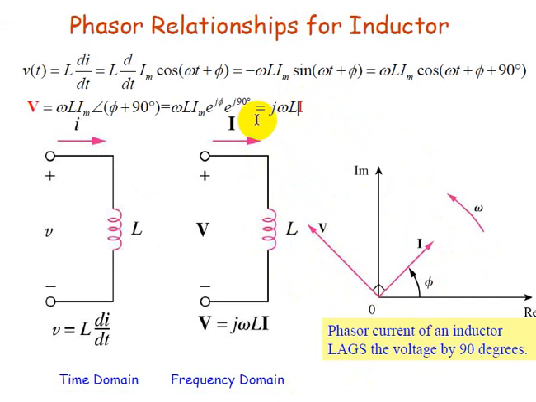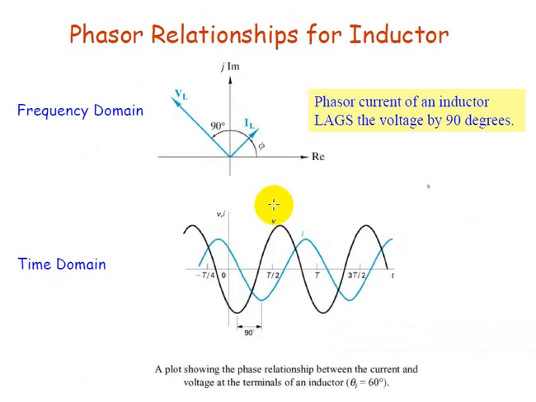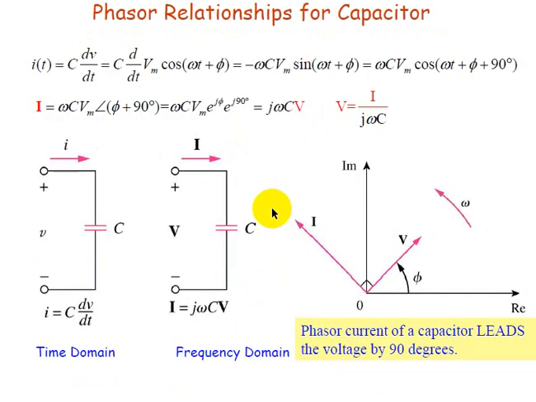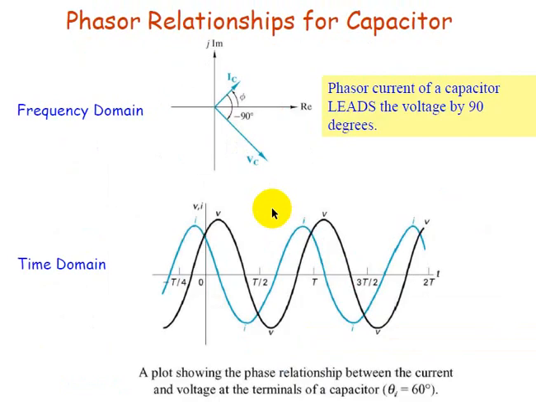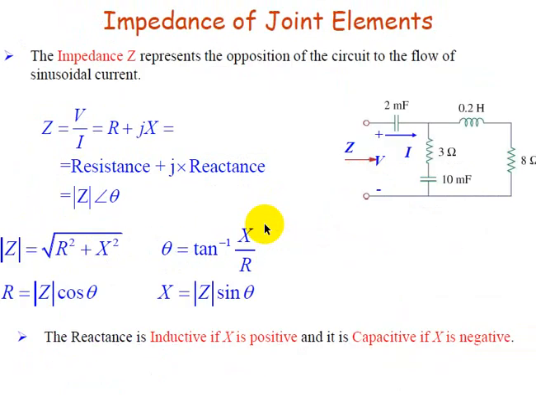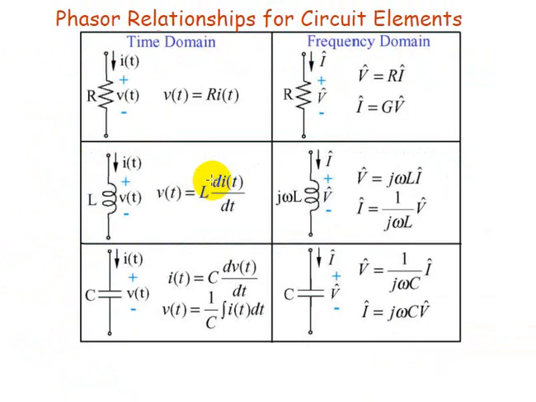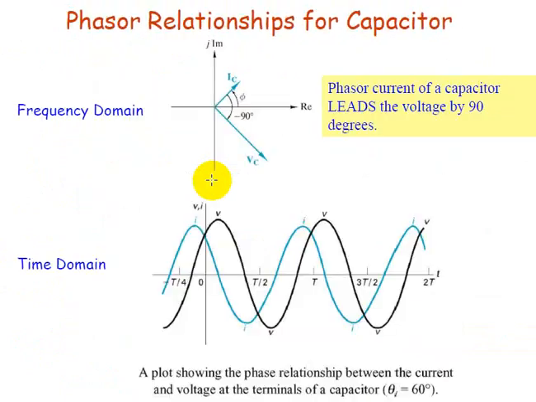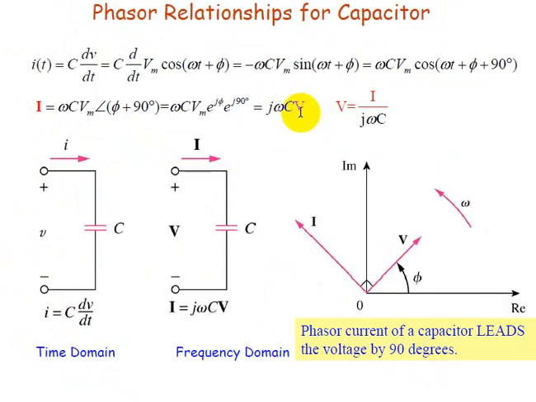You can also write the voltage as jX_L I, where X_L is the reactance. So what we're talking about is the impedance, the reactive part and resistive part. For capacitor, the reactance is 1 over omega C. That means 1 over omega C is the reactive part.